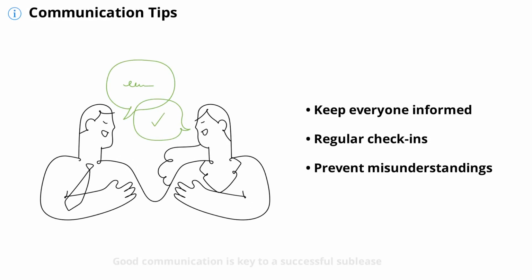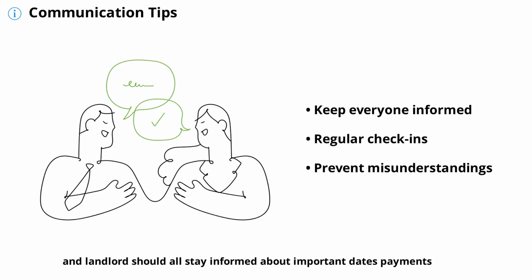Good communication is key to a successful sublease. The original tenant, subtenant, and landlord should all stay informed about important dates, payments, and responsibilities. Regular check-ins and written updates can help prevent misunderstandings and keep everyone on the same page throughout the sublease period.